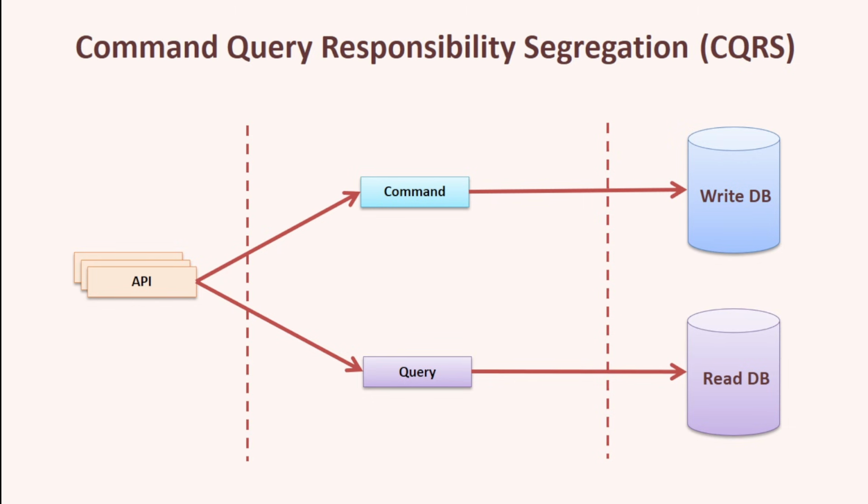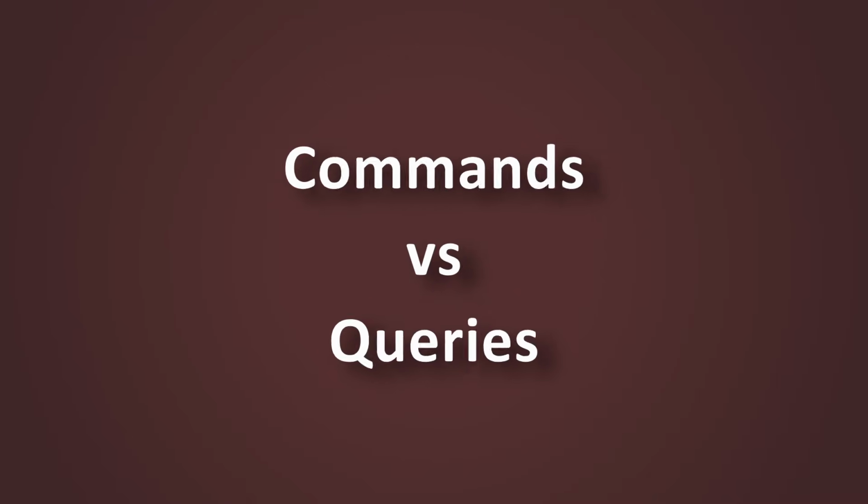So what exactly is the CQRS? It stands for Command Query Responsibility Segregation, and it's a powerful pattern that splits your application actions into two separate paths, commands and queries. As you can see here, the APIs are either following the path of the command or the path of the query to communicate with the database.